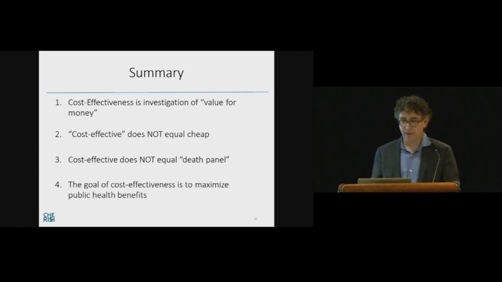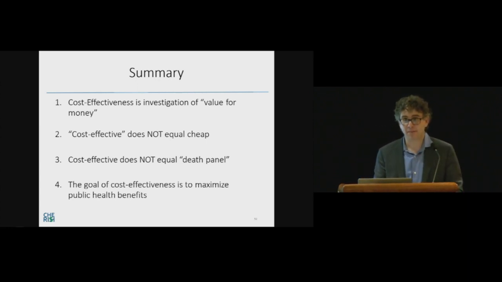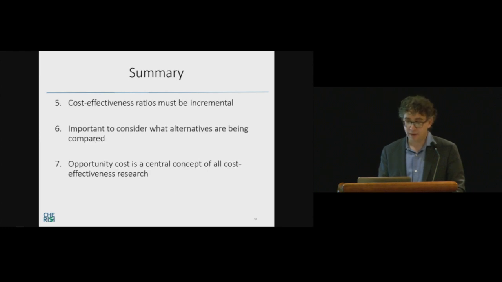And so there again, the goal of cost effectiveness is to maximize public health benefits. Cost effectiveness ratios must be incremental. Remember the 6-stool guaiac card example, right? That's critically important. It's important to consider the alternatives that are being compared, right? And that the opportunity cost is a central concept of all cost effectiveness research, and I would argue all of economics, right? You have to do something, and doing nothing is still doing something.